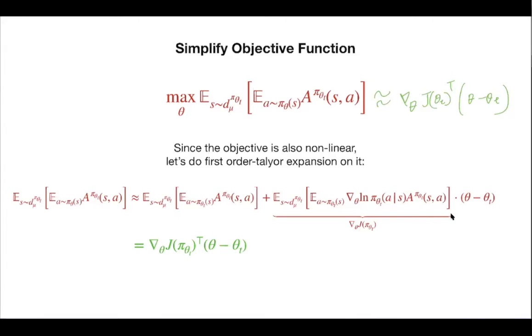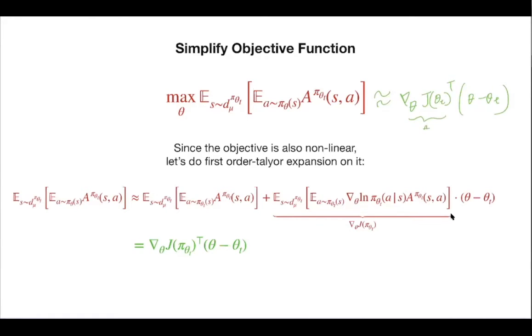Okay, so the Taylor expansion on the objective function is simple and gives us a pretty nice formulation. And at this point, we know how to compute this using a finite number of samples. So we are good on the objective.